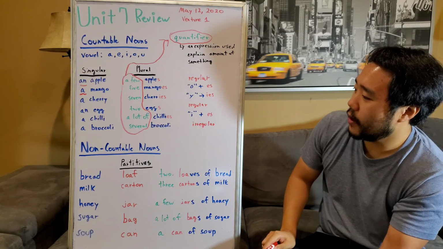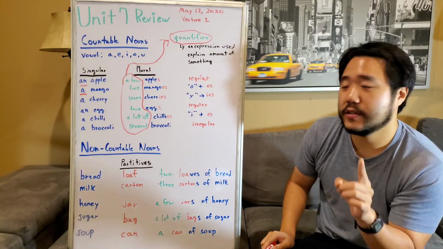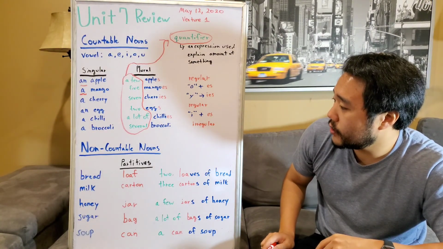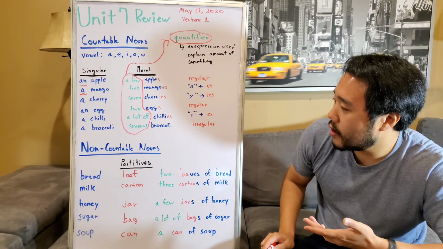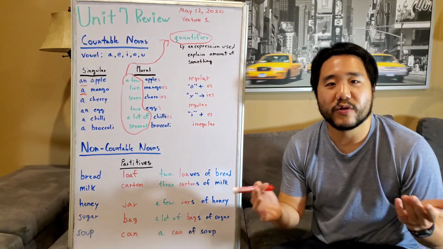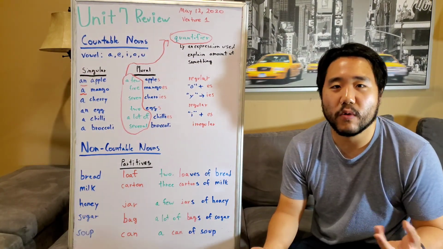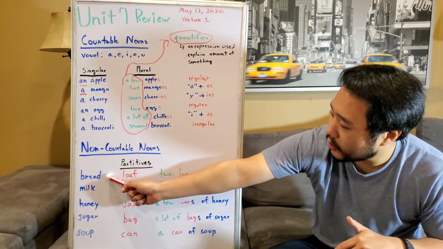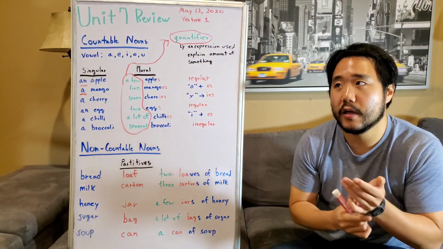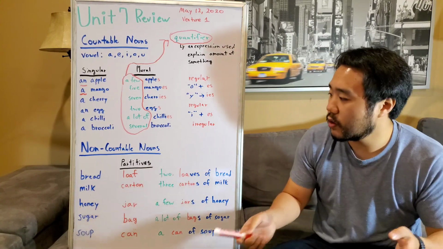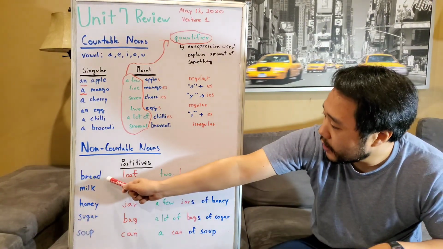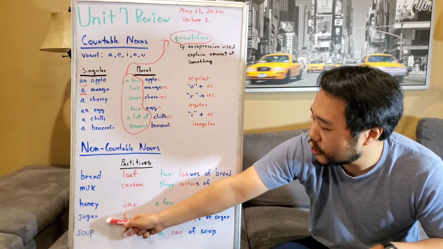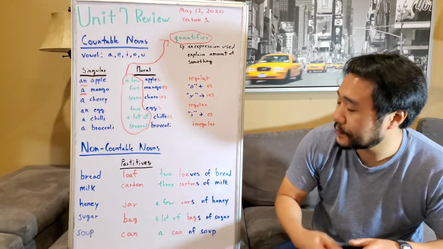Now, let's go to non-countable nouns. Non-countable nouns are very simple. Those are nouns that we can't count. So what are some things that we can't count? I listed them right here. We learned that some of the items in the grocery store that we can't count are bread, milk, honey, sugar, and soup.